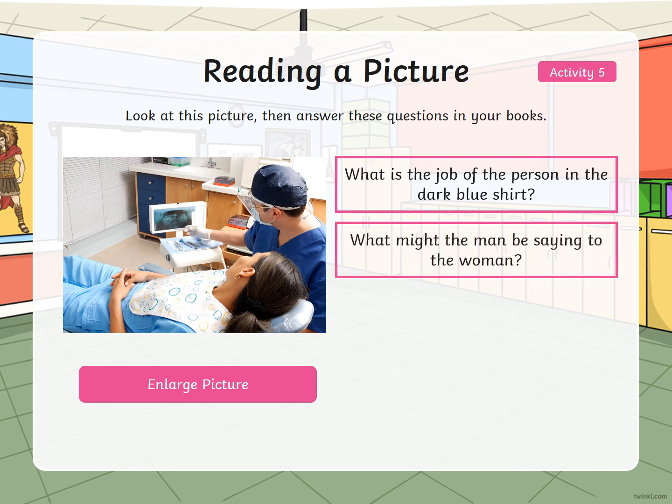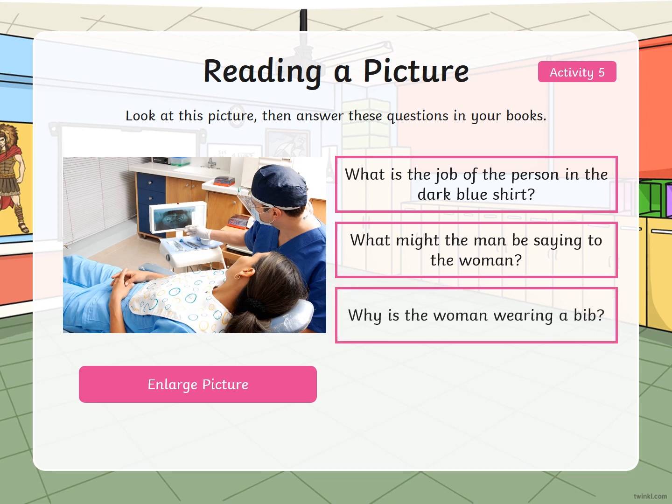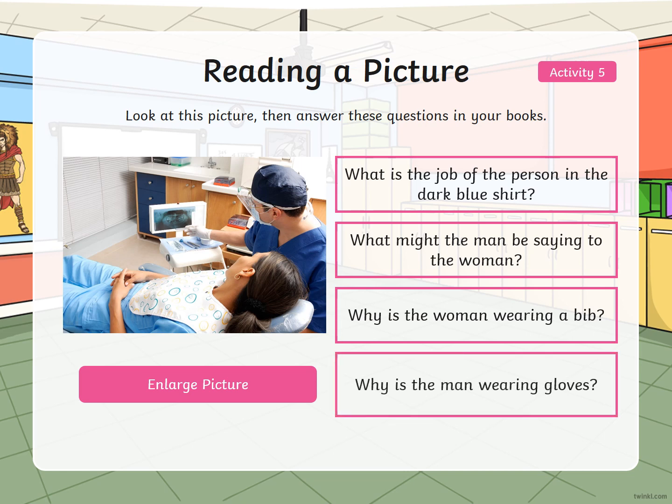What are they looking at, okay? What's he doing? Why is the woman wearing a bib? So as you can see around her neck, she's got a white bib with circles on. Why is she wearing this? What's the purpose of the bib? And then the last one, why is the man wearing gloves? So why do you think he's got gloves on? Okay, so we're going to pause the video and have a go at answering those questions from this picture.